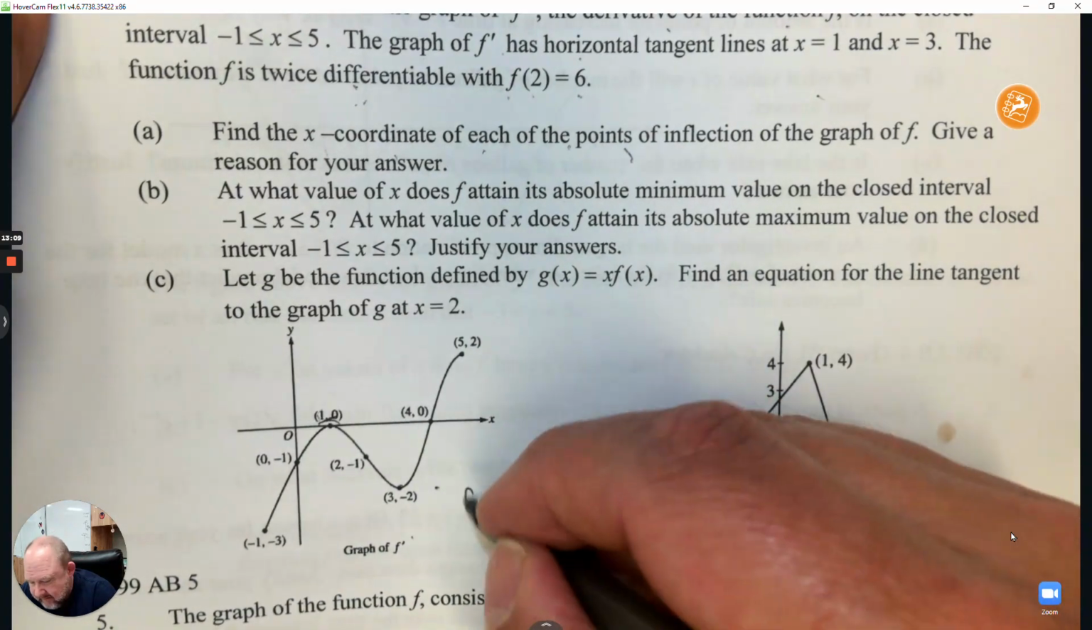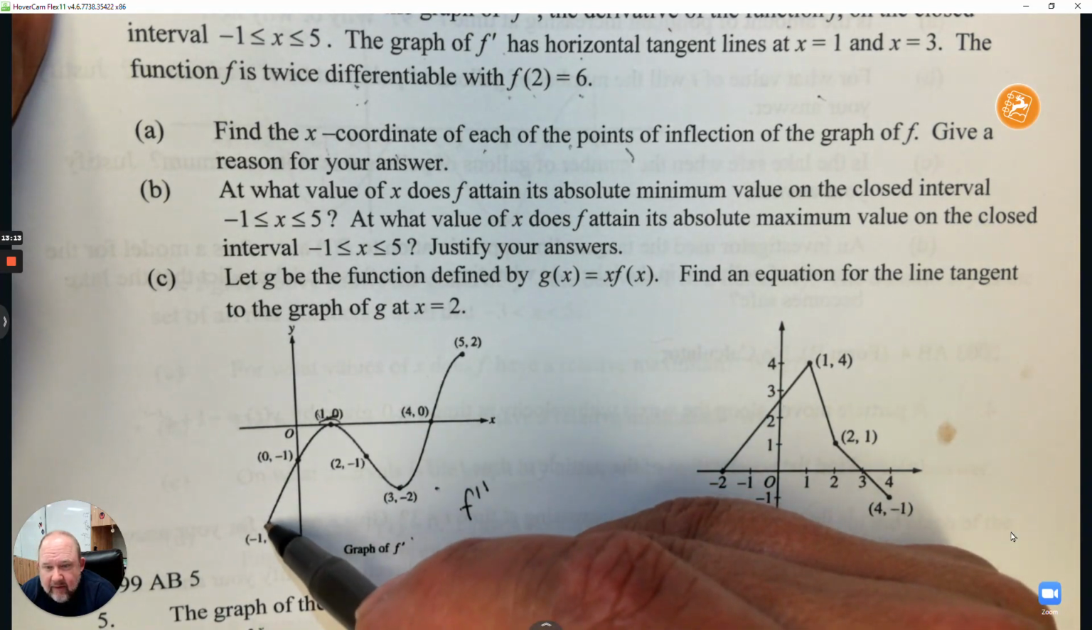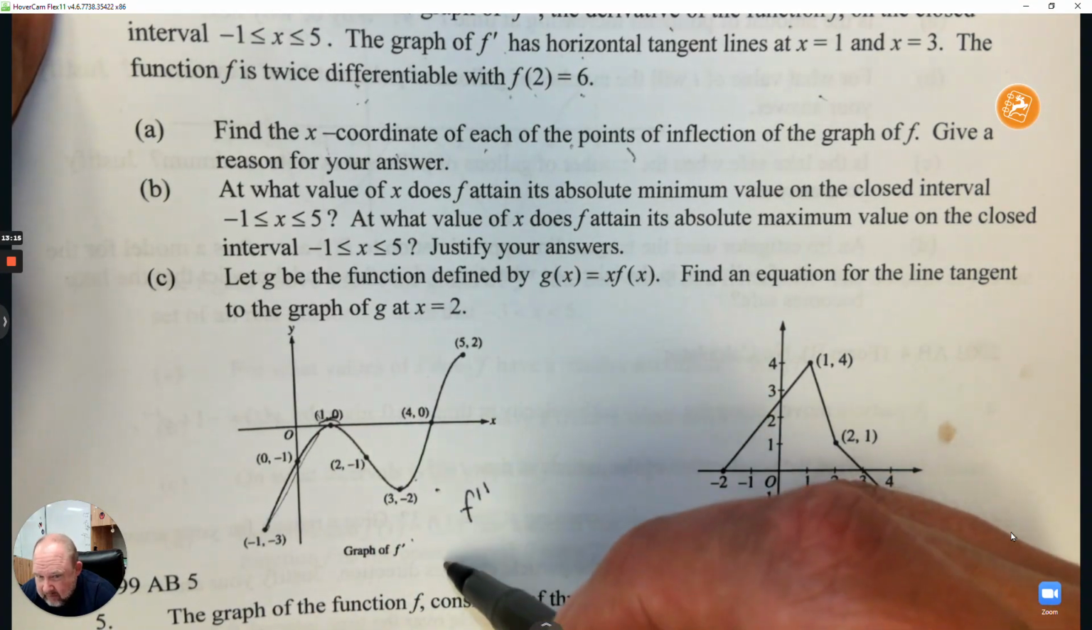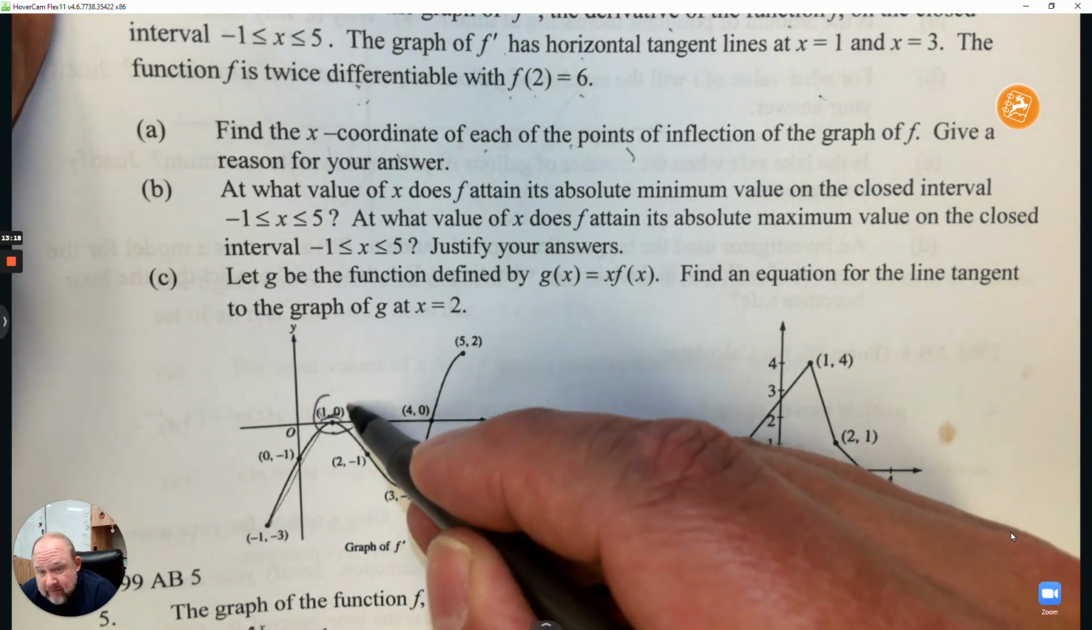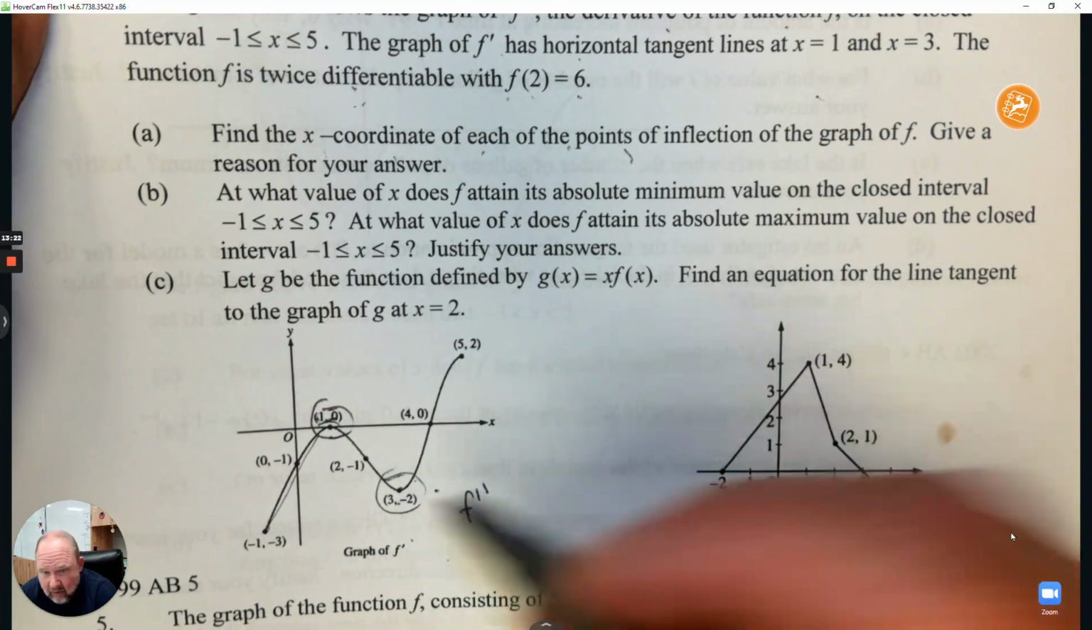So to find that, I need the second derivative, which is the increasing, decreasing turning points. So we have a point of inflection at these turning points. So at 1 and at 3 are points of inflection, looking off the first derivative.